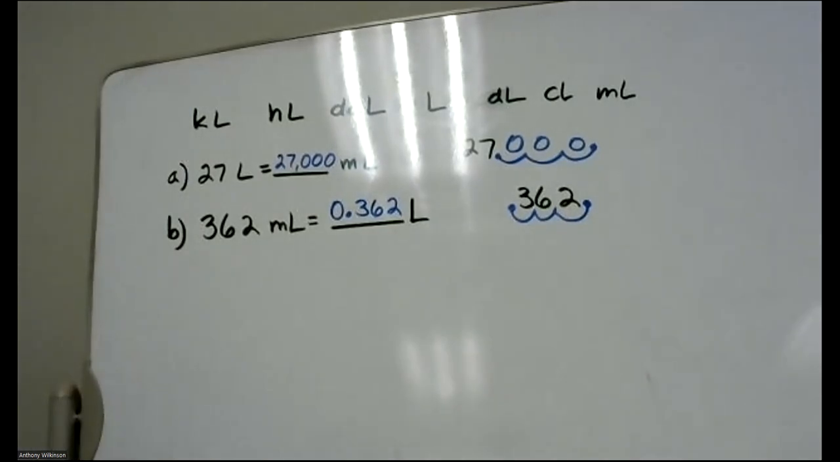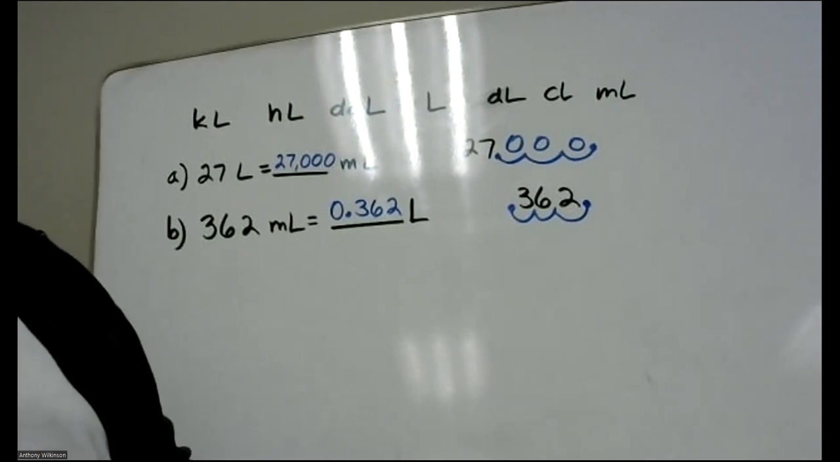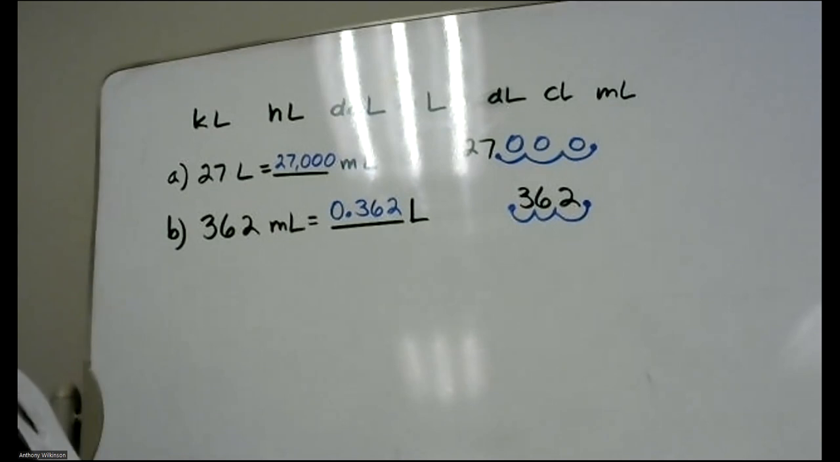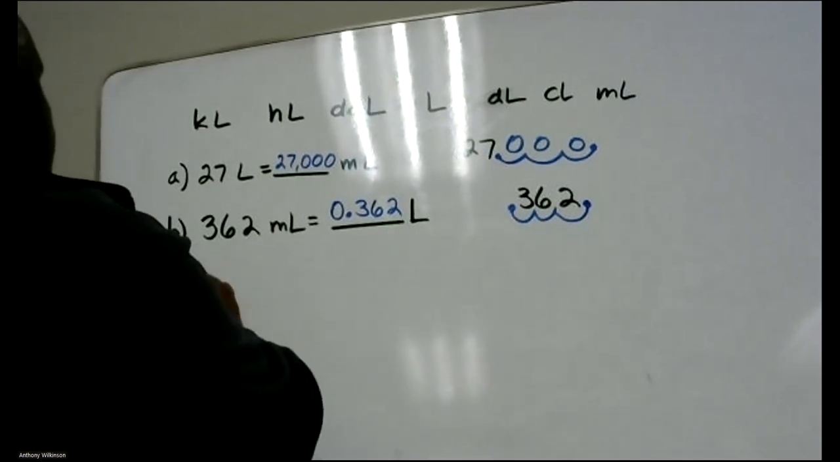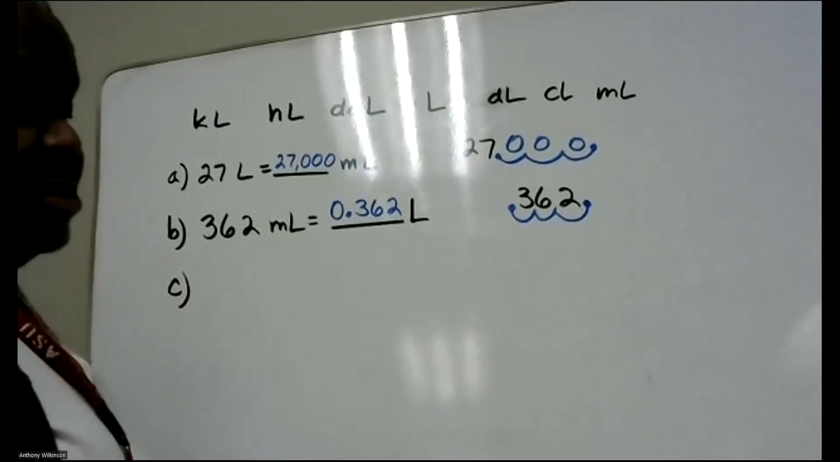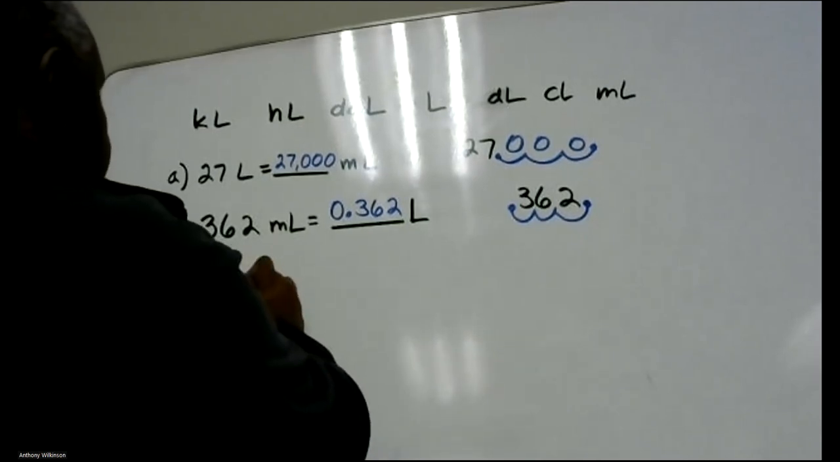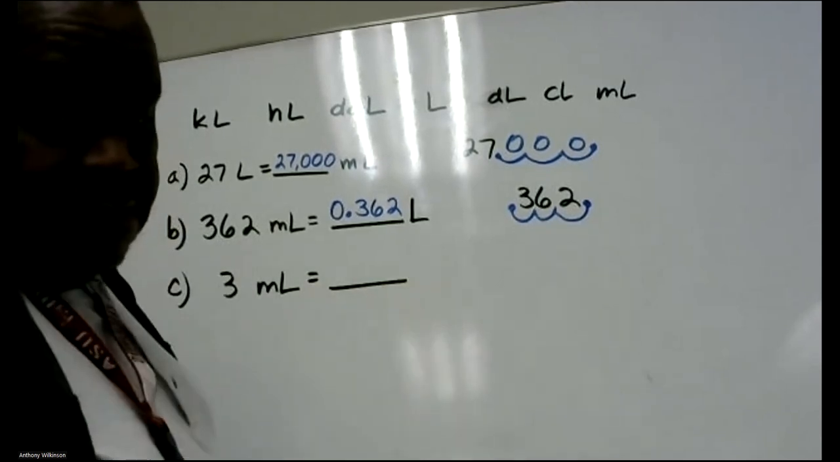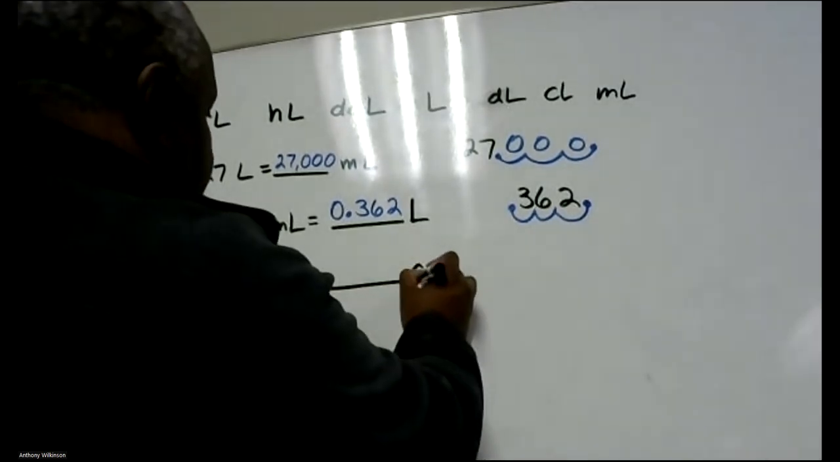So that'd be 0.362 liters, the 362 milliliters. All right, questions on part B. And part C is this, 3 milliliters is equal to how many cubic centimeters?